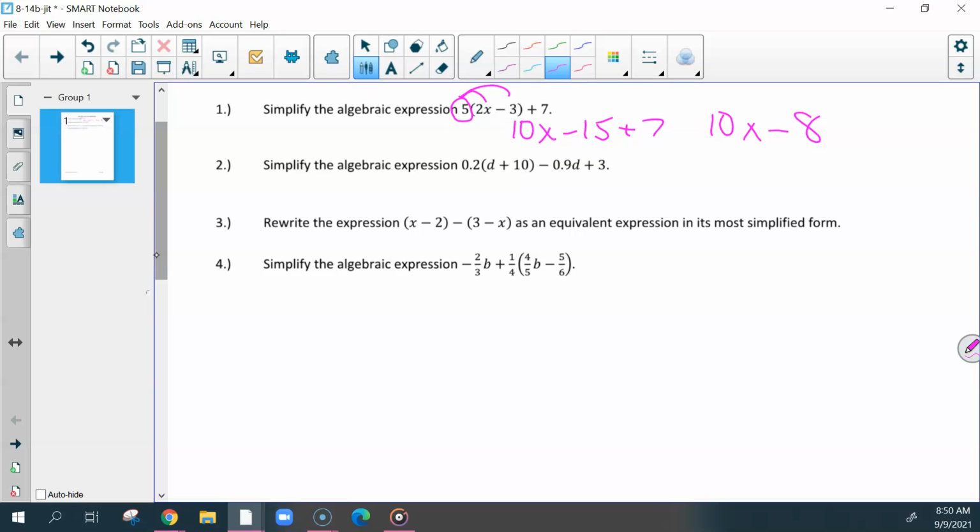For number 2, same thing, we need to distribute this 0.2. You could have done this in your calculator. Also, if you're doing it by hand, I like to think of them as whole numbers and then add the decimal back in. So, like, this would be 0.2b. If this was just 2, 2 times 10 is 20. So 0.2 times 10 would be just 2 by removing that decimal.